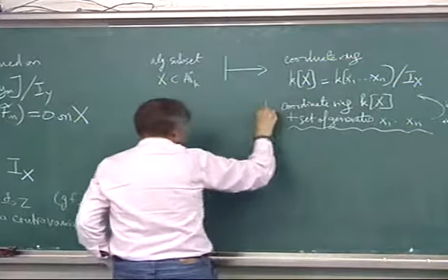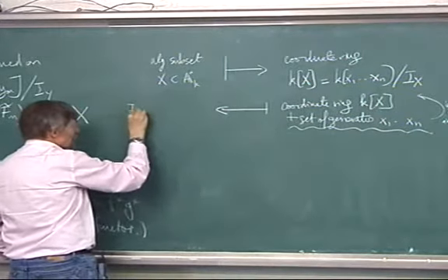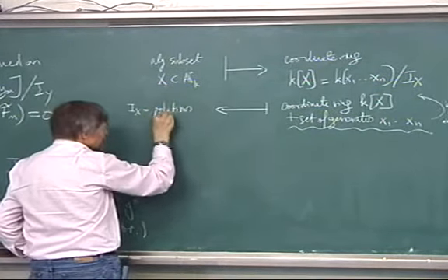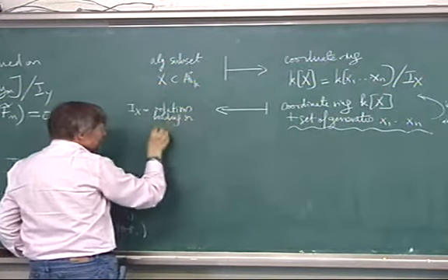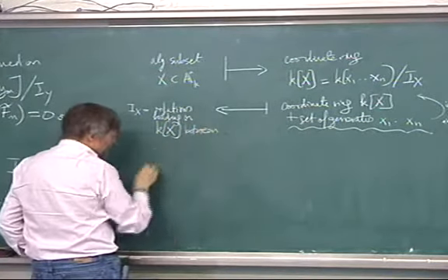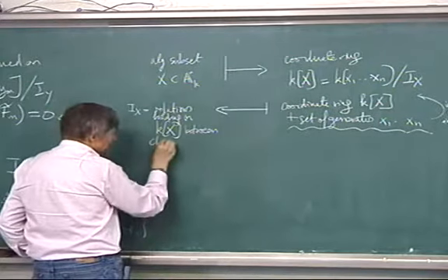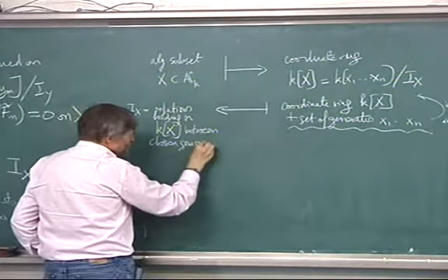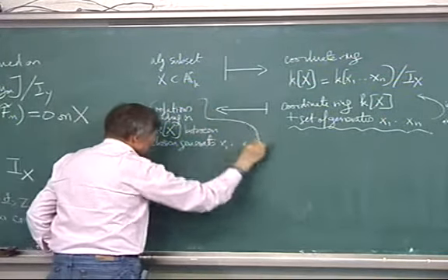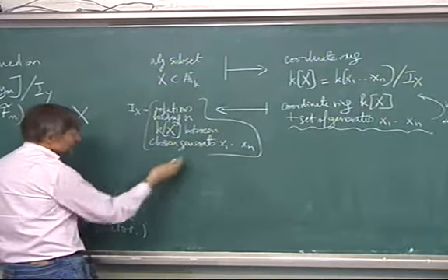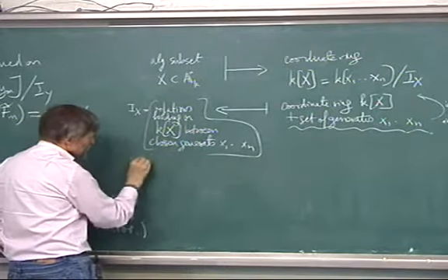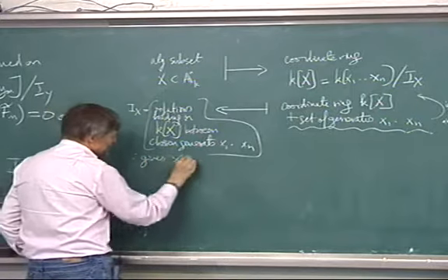Right, so given this, I go to I of X, which is the relations holding in K of X between the chosen generators x1 up to xn. And this is a finitely generated ideal. This is an ideal of the polynomial ring, so it's finitely generated. And therefore this gives X in A^n.